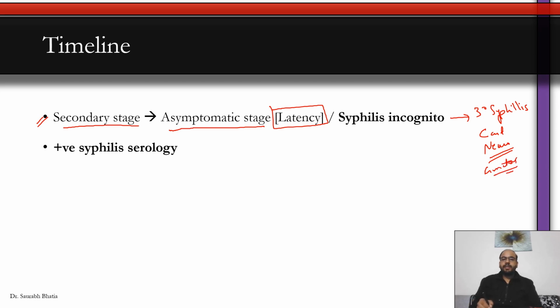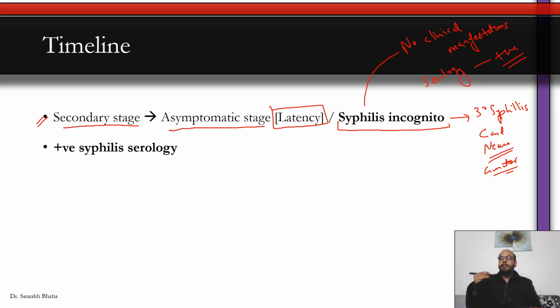An important term that I would like to discuss now is syphilis incognito. In syphilis incognito, there are no clinical manifestations, but the serology is positive.